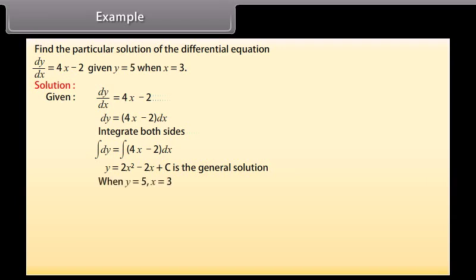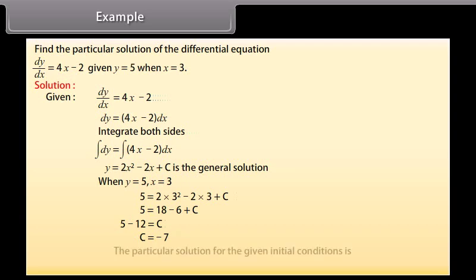When y equals 5, x equals 3. 5 equals 2 into 3 square minus 2 into 3 plus c. By calculating we get c equals minus 7. The particular solution for the given initial conditions is y equals 2x square minus 2x minus 7.